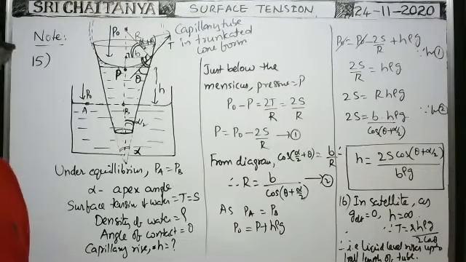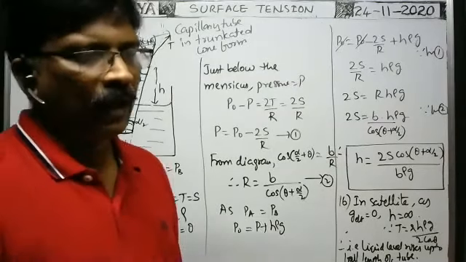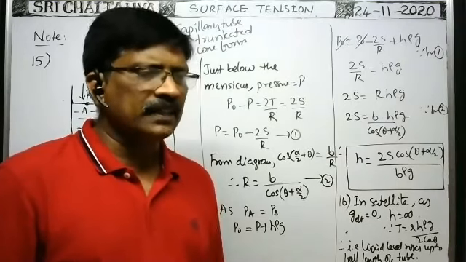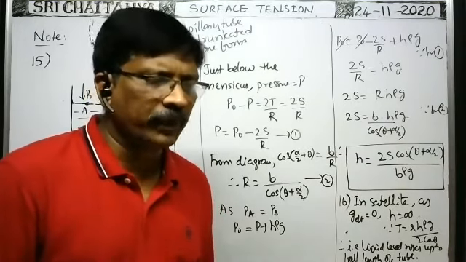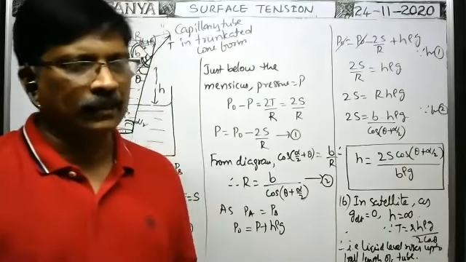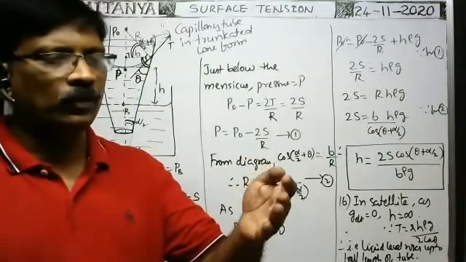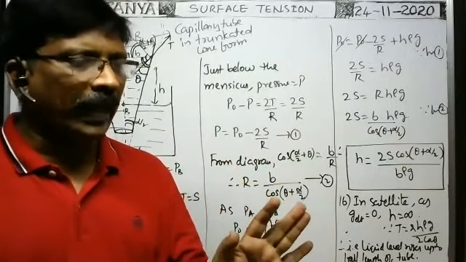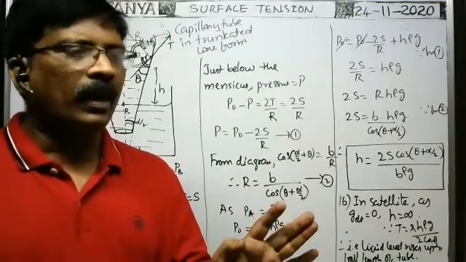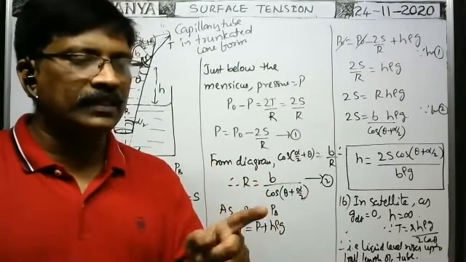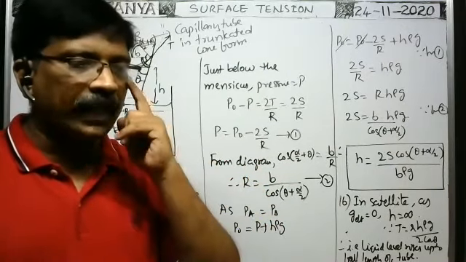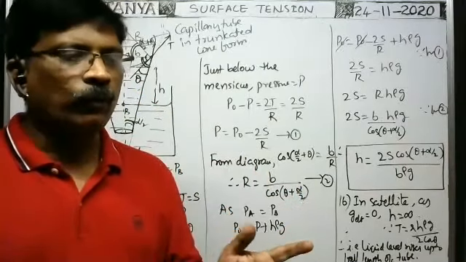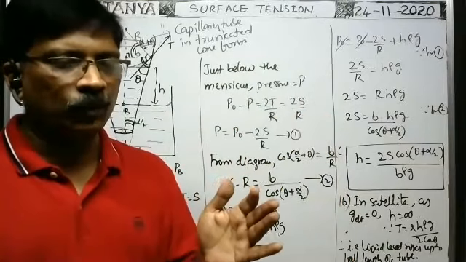Next, suppose on the surface of the earth, the capillary rise is small h. On the surface of the moon, if the same experiment is done with the same equipment, then what is the capillary rise? On the surface of the moon, compared to the earth, only the effective acceleration changes. On the moon, acceleration due to gravity is g by 6, 1/6 of the acceleration due to gravity on the surface of the earth. Then what is the capillary rise on the surface of the moon?